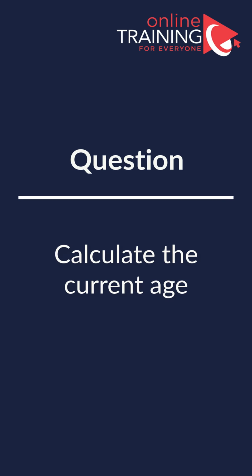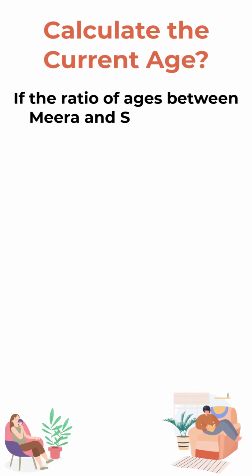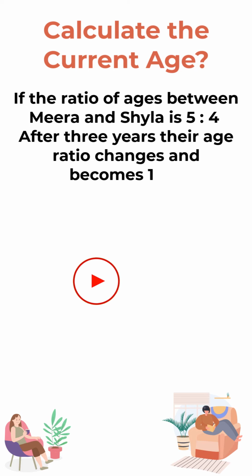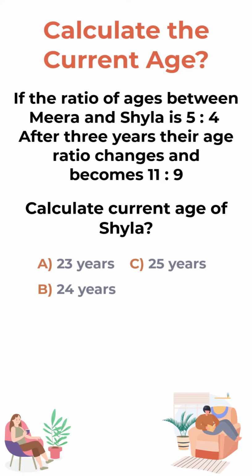Here's the question which seems easy but has some tricky elements to it. You need to calculate the current age of Shyla. If the ratio of ages between Mira and Shyla is 5:4, after 3 years, their age ratio changes and becomes 11:9. You need to calculate the current age of Shyla. And you have 4 different choices. Choice A, 23 years. Choice B, 24 years. Choice C, 25 years. And choice D, 26 years.